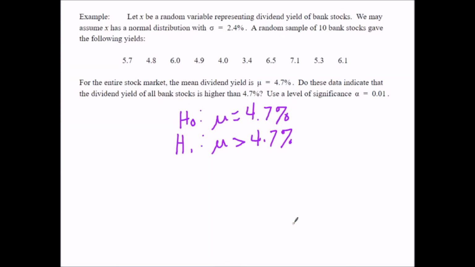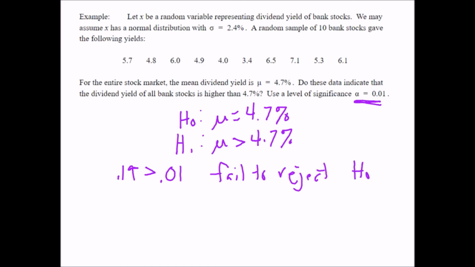So 0.19. Let's test that against our alpha, which is 0.01. 0.19 is greater than 0.01. So what that means is we fail to reject, which means we don't reject the null hypothesis. So we kind of keep this. Now, it doesn't prove that it's 4.7%. It could be true, but our data is not strong enough to support changing it from 4.7%.